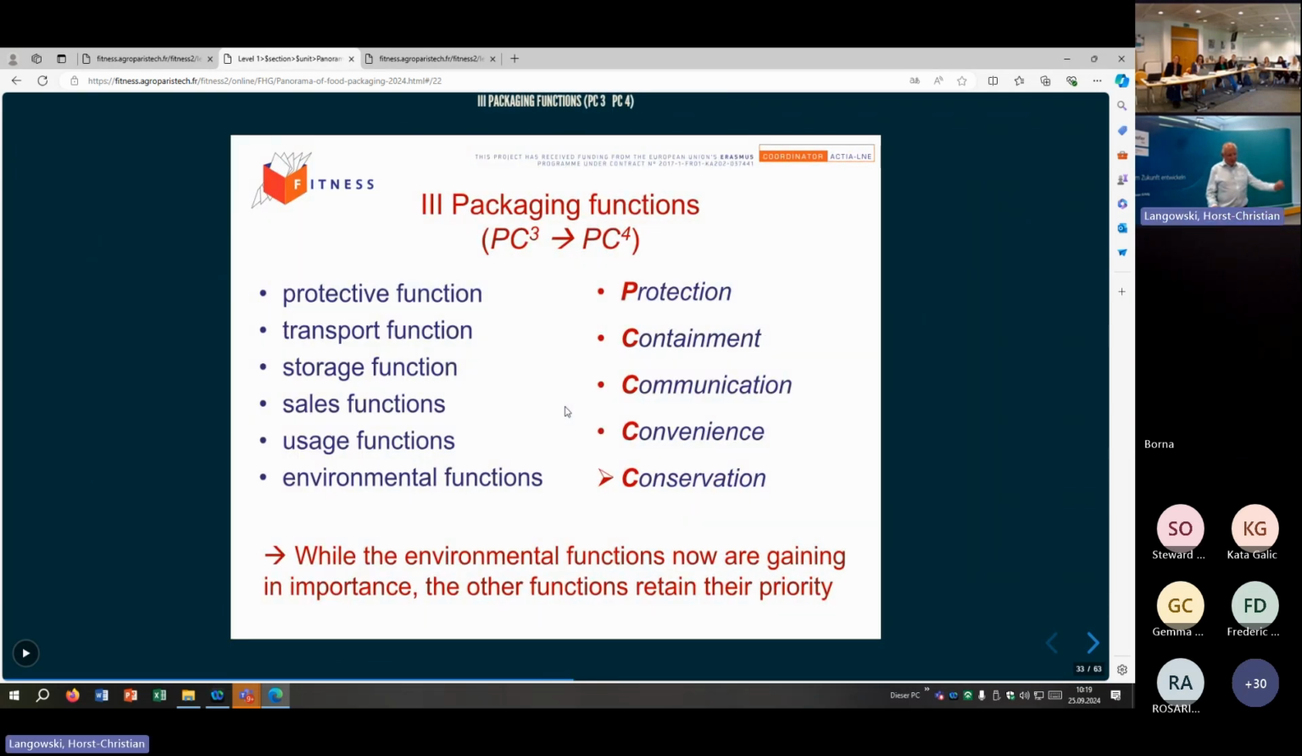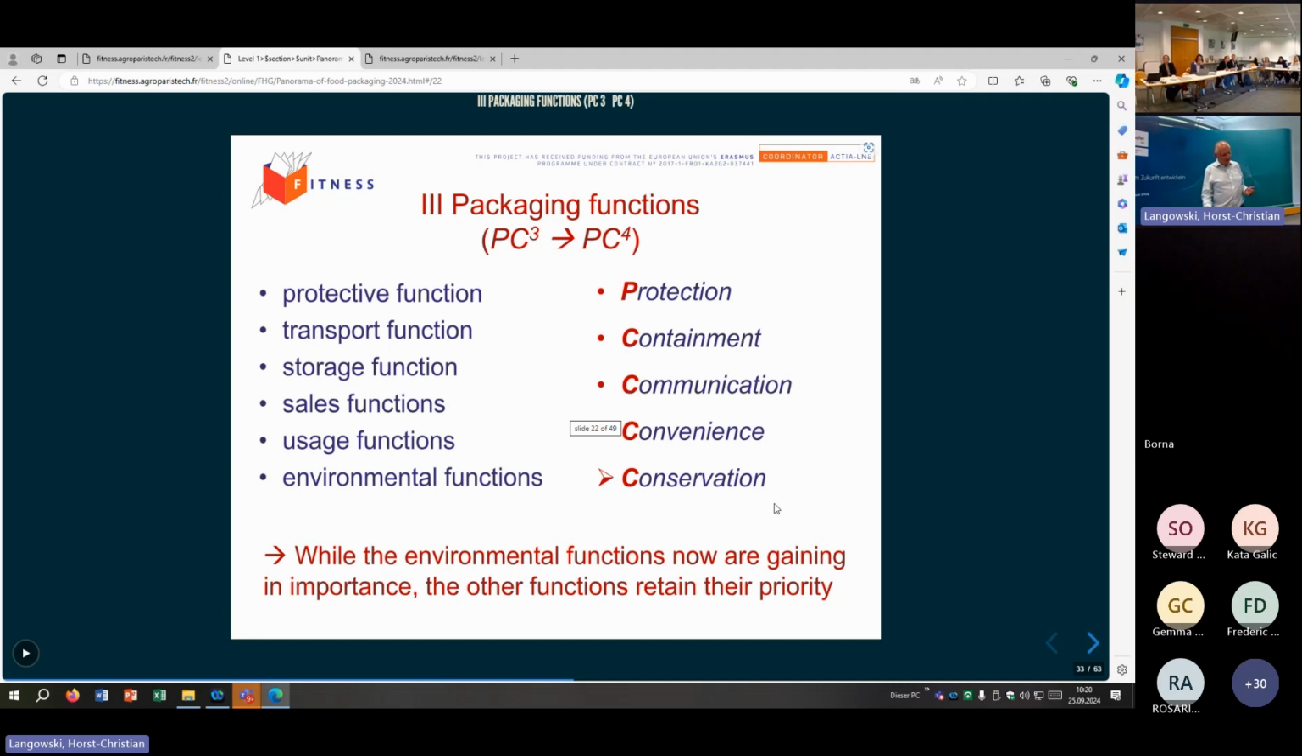Good. Then the next point are the packaging functions I will talk about a little bit. Usually you find the four letters P, C, C, C as the packaging function. This can be found in several textbooks. And I would say we need a fifth one, which is the environmental functions and the conservation of the environment in addition to this.